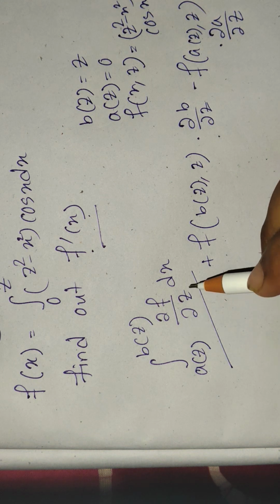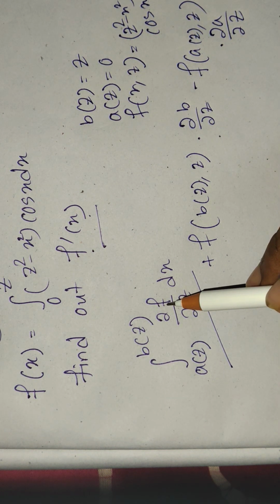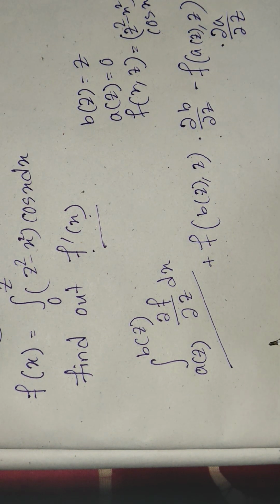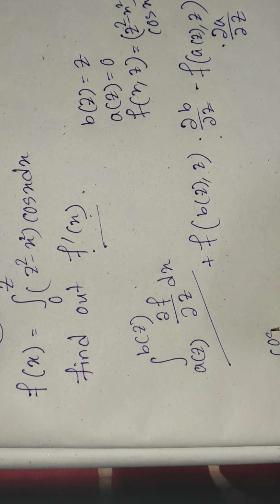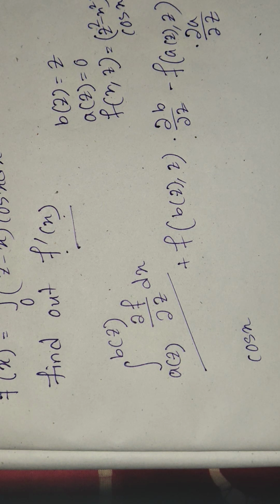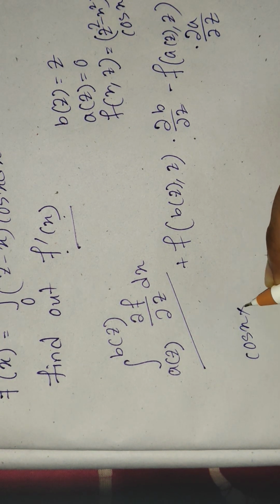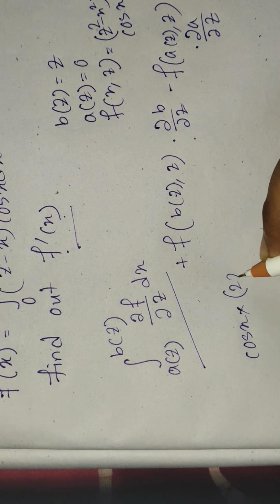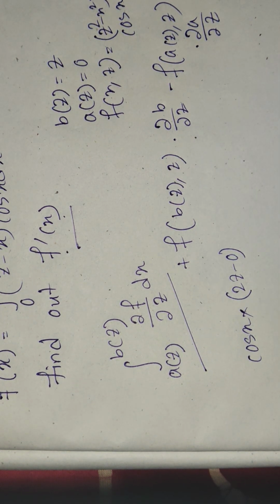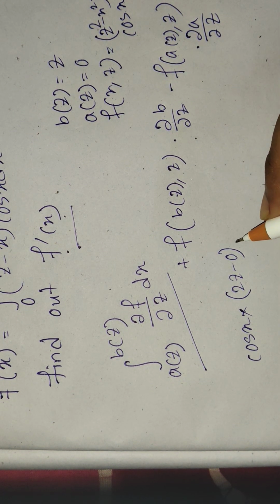So first we have to partially differentiate f with respect to z. Cos x will be treated as constant because we are differentiating with respect to z, so x will be treated as constant, or any term of x will be treated as constant. So cos x into 2z minus, sorry, the differentiation of x squared will be 0 because x squared will be treated as constant too. The differentiation of a constant is equal to 0, which is very easy to understand, right?